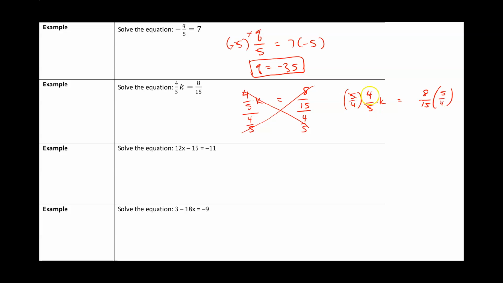On this side, the 5s cross cancel, the 4s cross cancel, we have k by itself. Now on the right side, you have two choices. You can either cross cancel, or you can multiply across and then reduce. So I'll show you both ways. If you multiply across, 8 times 5 is 40, 15 times 4 is 60. Now 40 and 60, you have to think about what is the biggest number that can divide 40 and 60. I know that 20 can divide 40 and 20 can divide 60. So this gives me 2/3 as my answer. That's if I do it the multiplication way. If I cross cancel, 4 goes into 4 once, it goes into 8 twice, 5 goes into 5 once, it goes into 15 3 times. 2 times 1 is 2, 3 times 1 is 3, and we get our answer of 2/3.